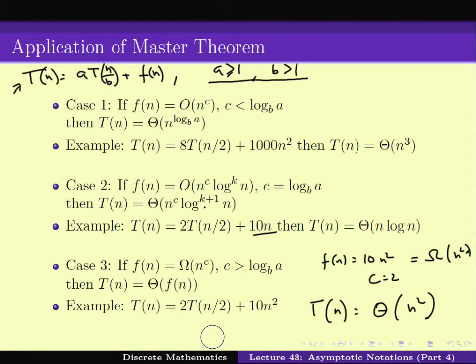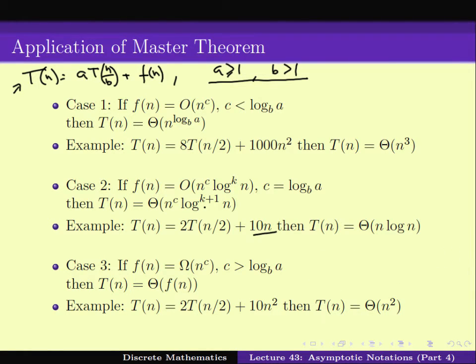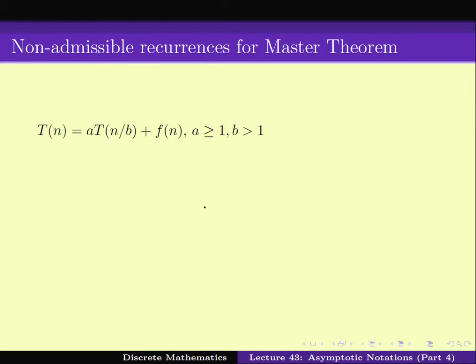So by just applying this, we get T(n) equals theta of n squared. So here is a theorem which helps us to get solutions to some class of recurrences very easily and very simply. But there is some set of recurrences for which this Master Theorem will not work.